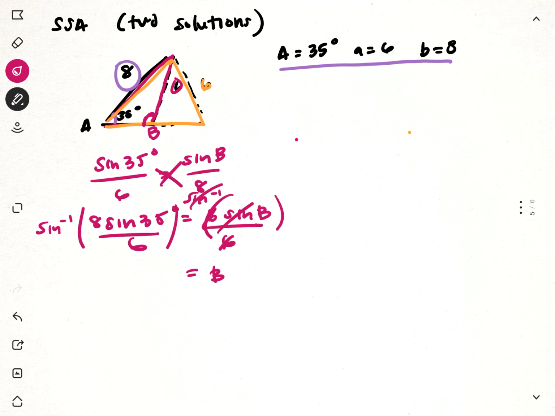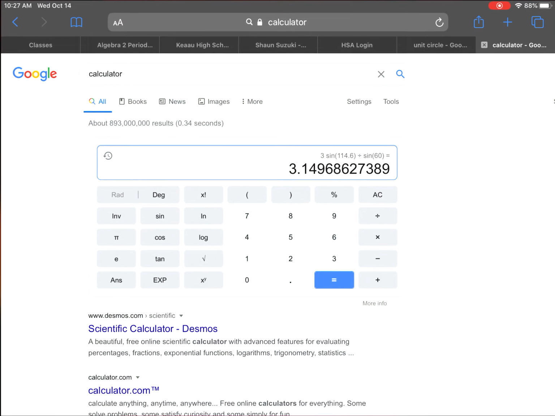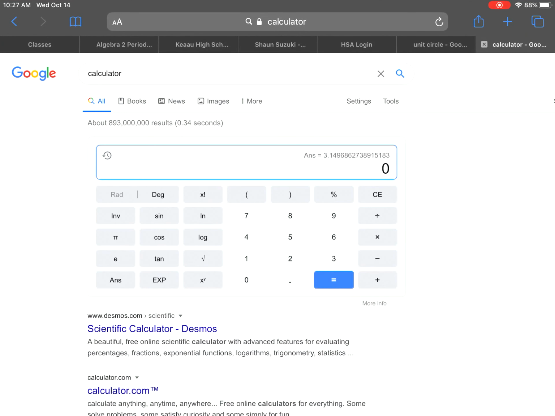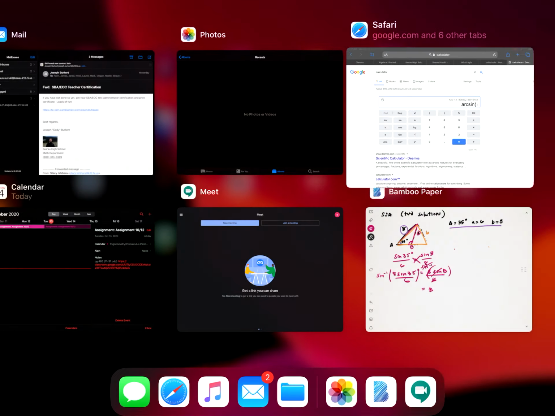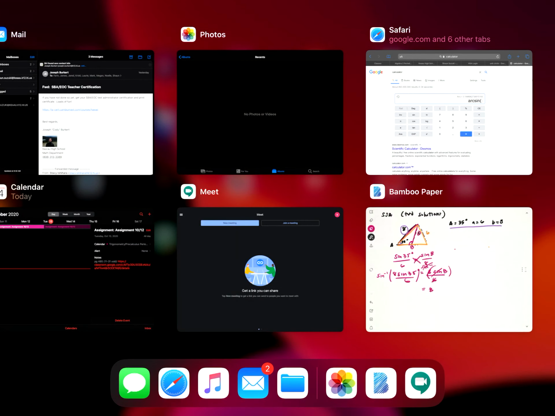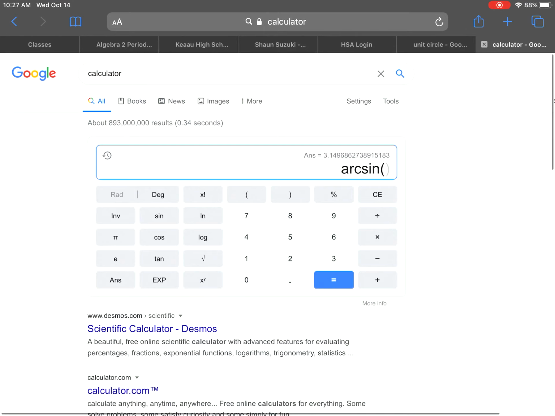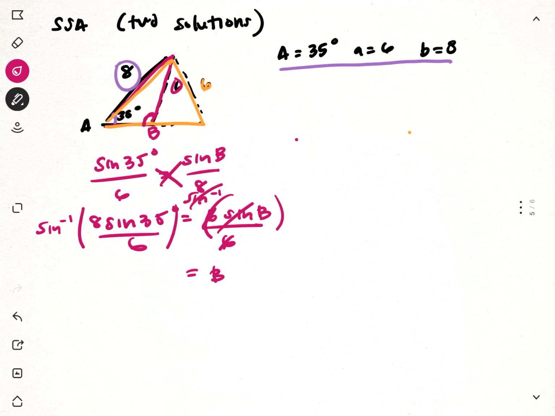So then we're going to do it on our calculator again. Sine inverse of 8 sine 35 divided by 6. And we get about 49.9.